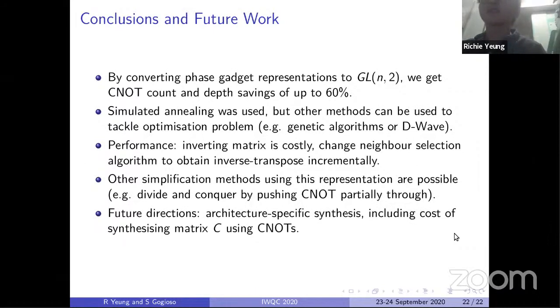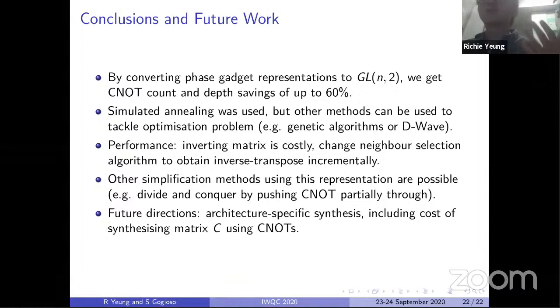So, conclusions. In this talk, we talked about a simplification method where we take these phase gadgets, combine them, convert them into binary matrices, and then use simulated annealing to reduce the number of 1 entries, to reduce the CNOT depth by up to 60%. We use simulated annealing, but you can use other methods. You can use genetic algorithms, for example.